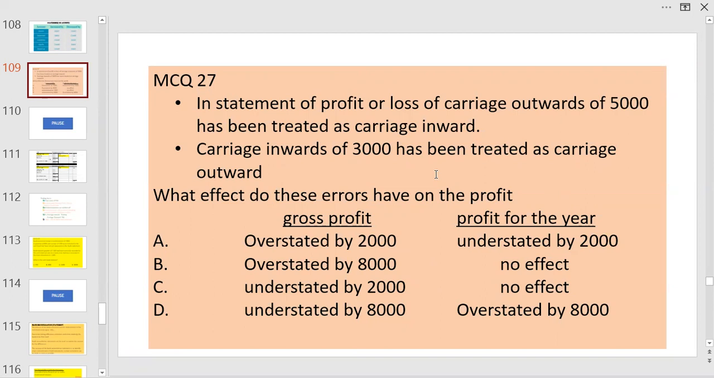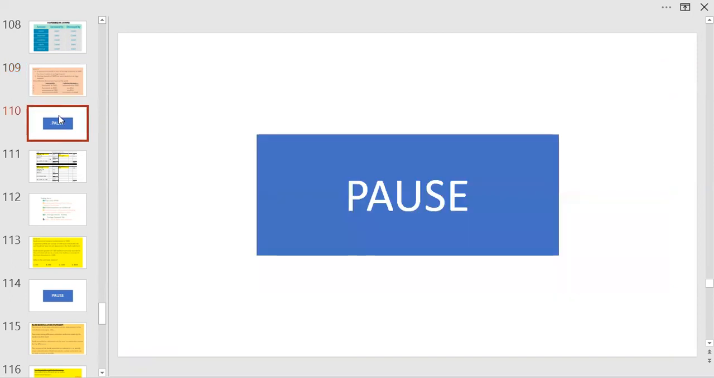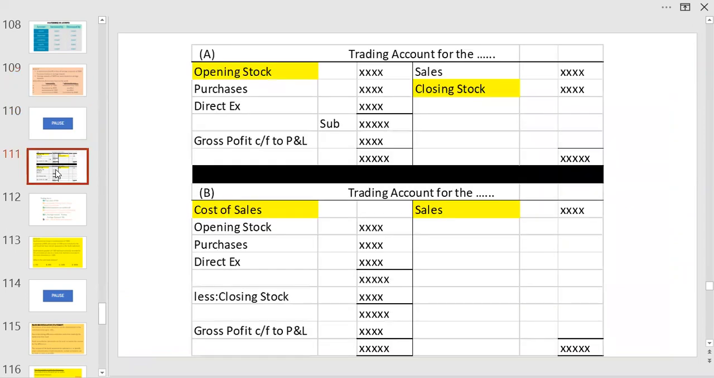Okay, now we will first give the opportunity for the students to attempt. Now we'll come back to the answers. Before that, we will take the opportunity to learn something. Generally, a trading account would look like this. Okay, you all have seen it, you all would have done it over and over again.